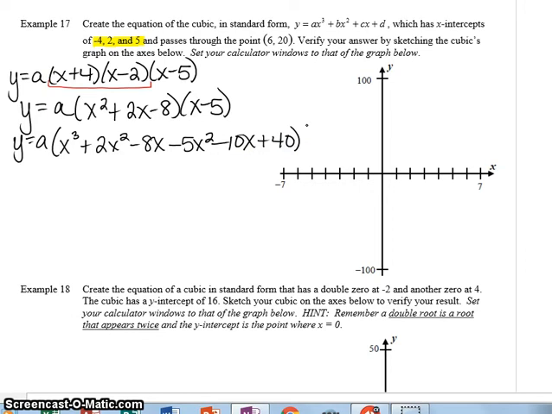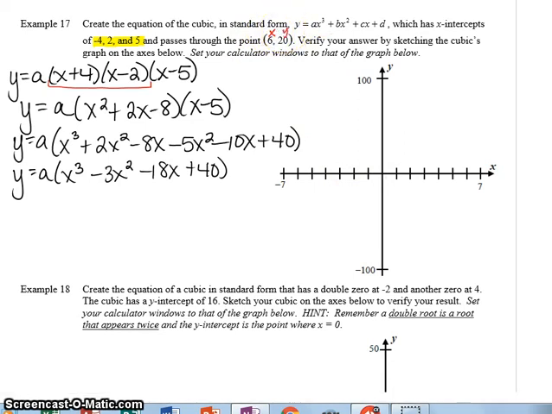Okay? Combine like terms, clean that all up, and I end up with x cubed minus 3x squared minus 18x plus 40. Okay, that's all cleaned up, combining like terms, all of that's done. Now, don't forget, it tells me that I have this point.